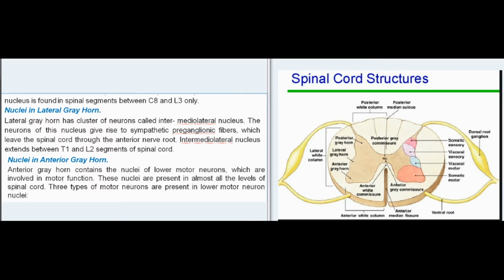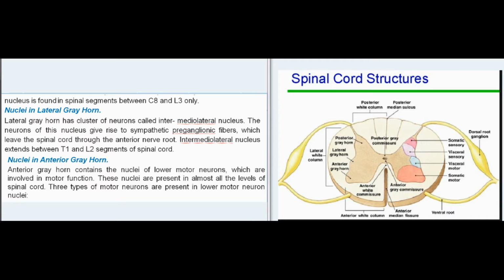Nuclei in lateral gray horn. Lateral gray horn has cluster of neurons called intermediolateral nucleus. The neurons of this nucleus give rise to sympathetic preganglionic fibers, which leave the spinal cord through the anterior nerve root. Intermediolateral nucleus extends between T1 and L2 segments of spinal cord. Nuclei in anterior gray horn. Anterior gray horn contains the nuclei of lower motor neurons, which are involved in motor function. These nuclei are present in almost all the levels of spinal cord.